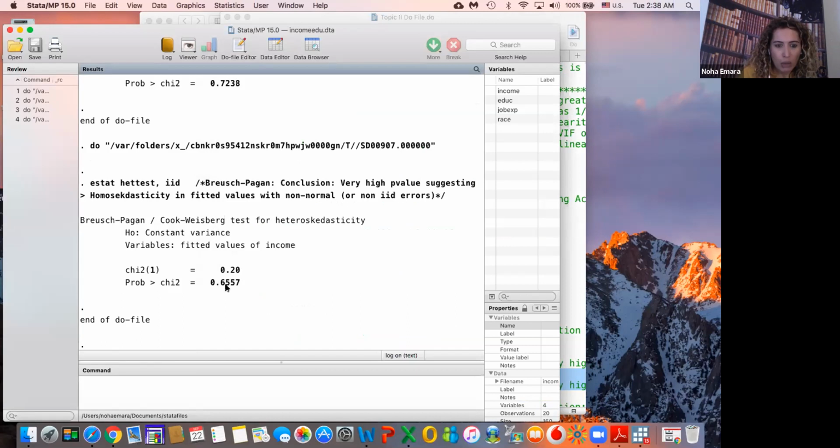still the probability is huge, okay? There is a 65.57% probability that the null is true. In other words, the 65.57 is greater than the 5% significance level. It's actually greater than the 10%, all right, conventional levels. So you're actually saying that there is a high probability of homoskedasticity in the model.